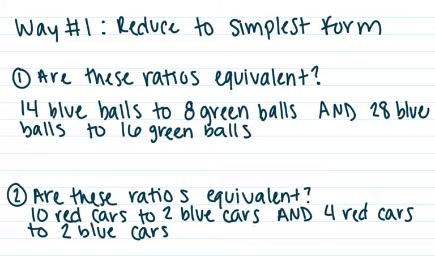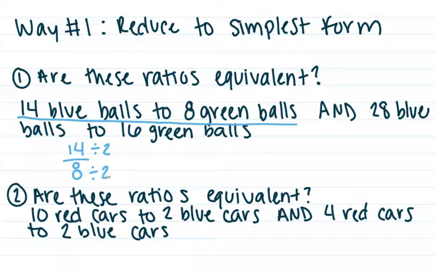The first way we're going to talk about is to reduce our ratios to simplest form. If we reduce them to simplest form, we will be able to see if they are exactly the same or not. So we have two ratios here. Are these ratios equivalent? Here on number 1, it says 14 blue balls to 8 green balls. So this is my first ratio right here. I have 14 to 8. I want to write these as fractions because it's a little bit easier to simplify them when they're written as fractions. To simplify, I want to divide by a number that the top and bottom have in common. That number for this one is going to be 2. So I end up with 7 over 4. My reduced fraction for this first ratio is 7 to 4.